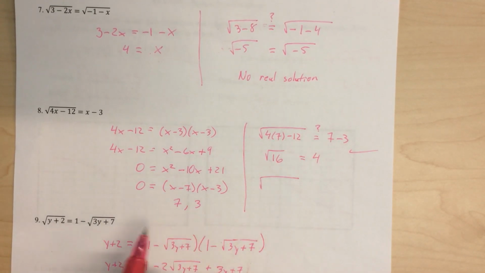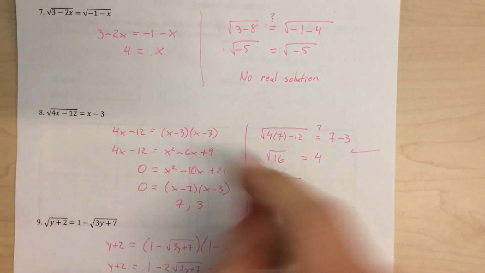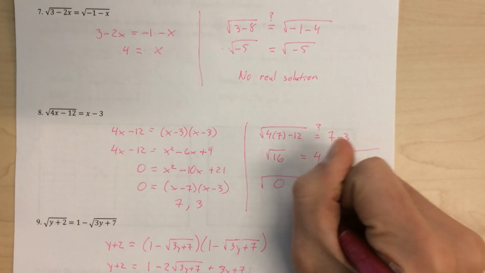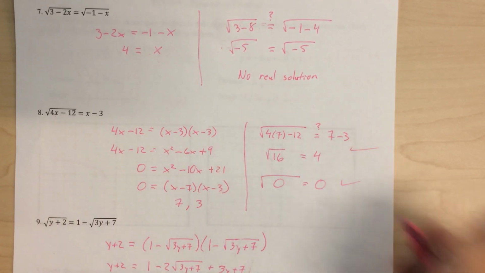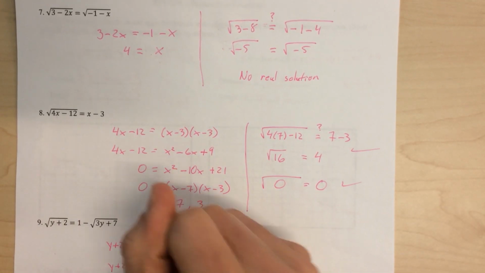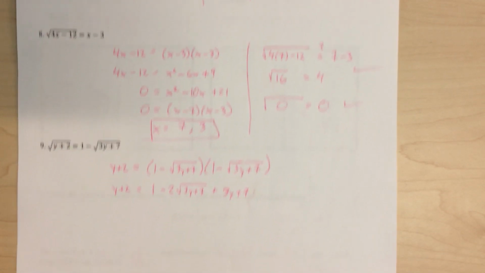All right, now testing the 3. Okay, in my radical, I'm going to have that 3 multiplied by 4, which is 12. 12 minus 12 is 0. You already know that's going to turn out to be 0. And guess what? 3 minus 3 is also 0. So that checks out as well, and you get to keep both of those as solutions. You could have no solution. You could have 1. You could have 2. You just have to test them to find out.